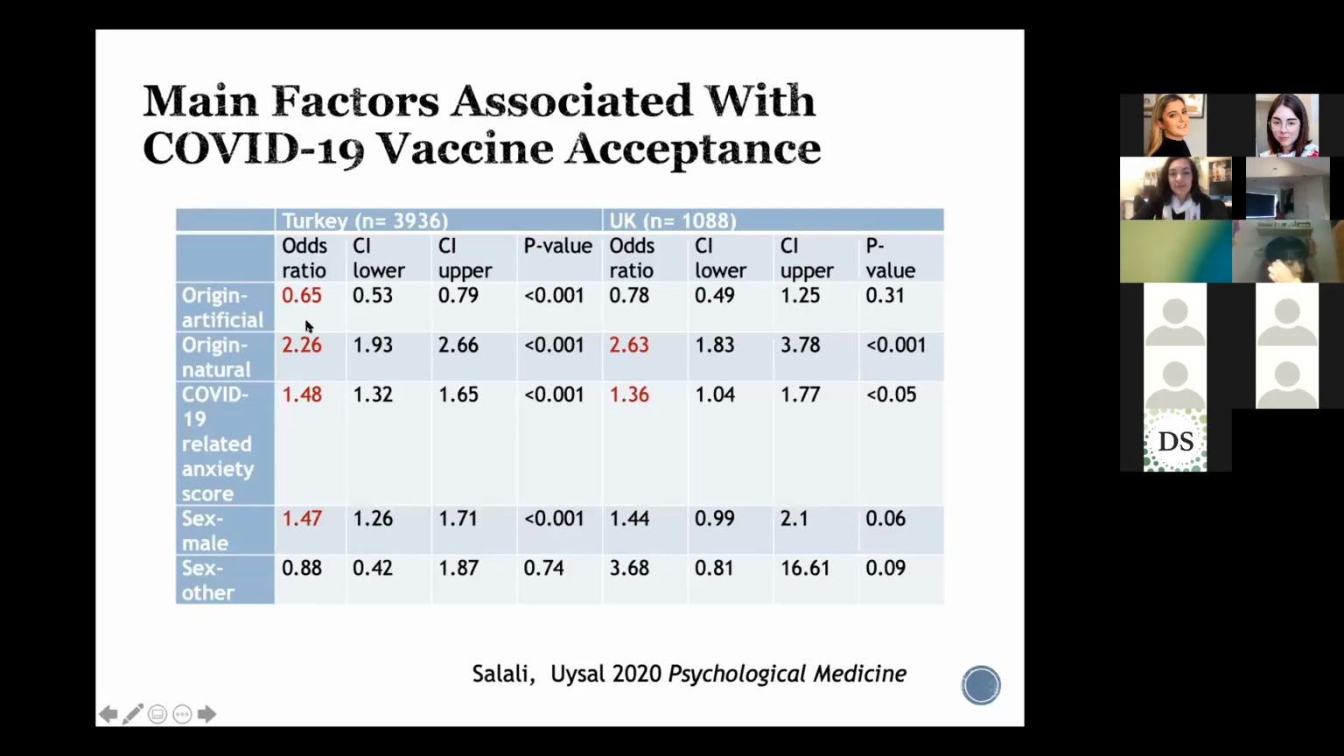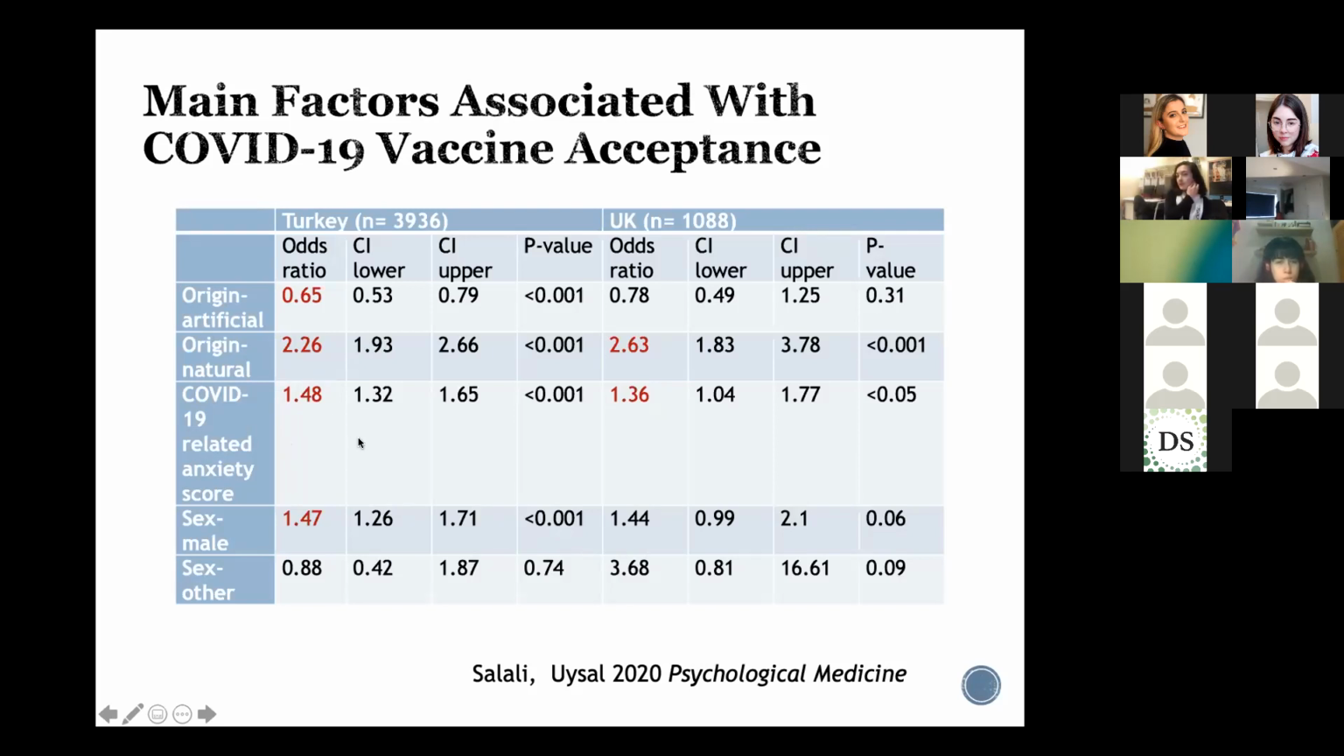So here, odds ratios come again. These are odds of COVID-19 vaccine acceptance. As I said, an odds ratio larger than 1 suggests that that particular factor is increasing the odds of, in this case, vaccine acceptance. And the largest predictor for explaining vaccine acceptance was the belief in the natural origin of the coronavirus in both countries. Interestingly, the second largest predictor was the COVID-19 related anxiety score.